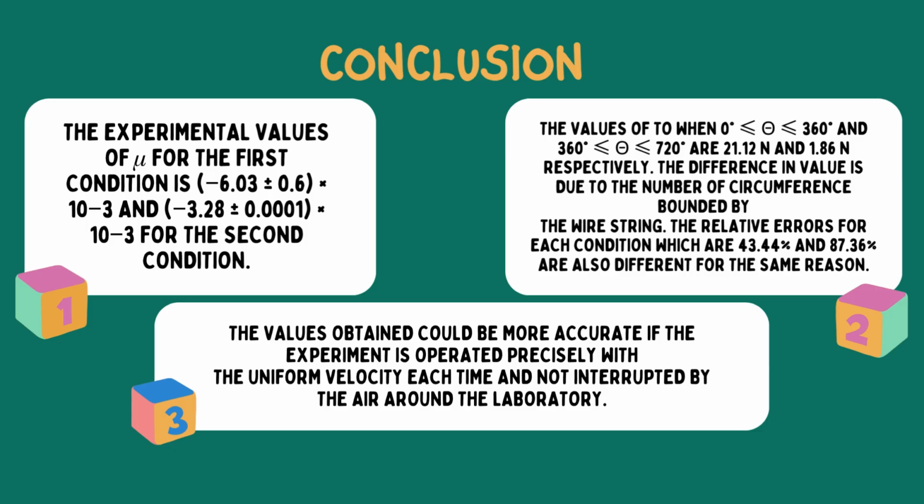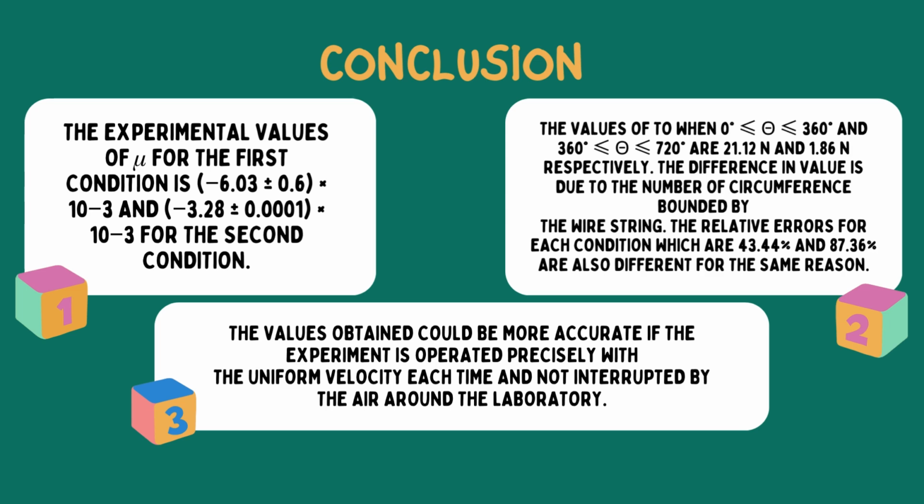From this experiment, the conclusion that I get is the experimental values of mu for the first condition is negative 6.03 plus minus 0.6 times 10 power of negative 3 and negative 3.28 plus minus 0.0001 times 10 power of negative 3 for the second condition.